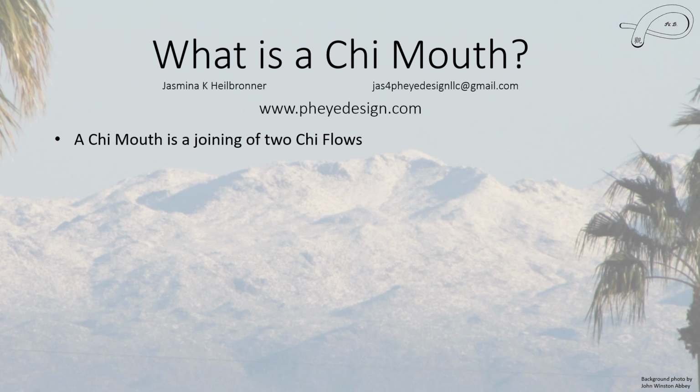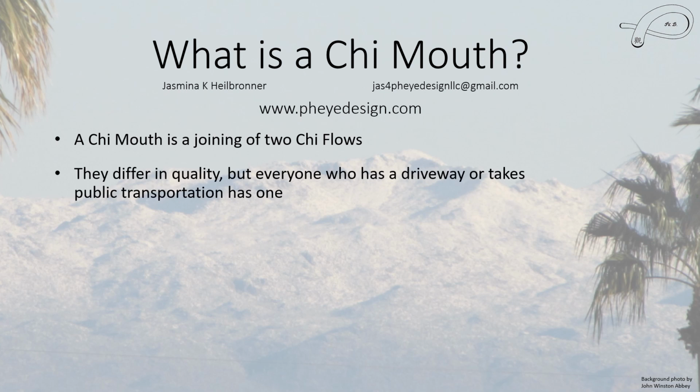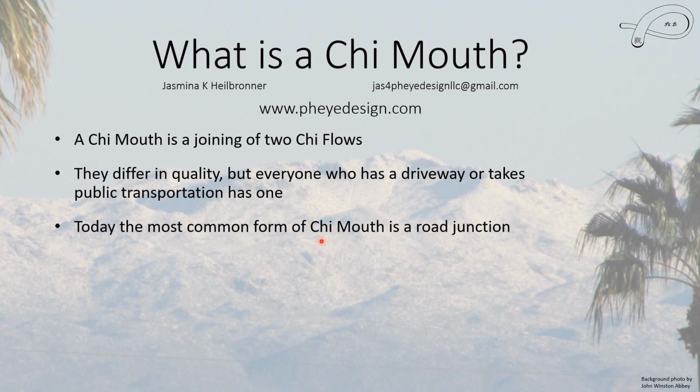Again, a chi mouth is basically the joining of two chi flows. They differ in quality, but everyone who has a driveway or takes public transportation has one. I can almost 100% guarantee you have one. However, if you are living off the grid in a forest and the nearest road is over a mile or 2 away, you might not have a chi mouth. That is possible. Today, the most common form of a chi mouth is a road junction.